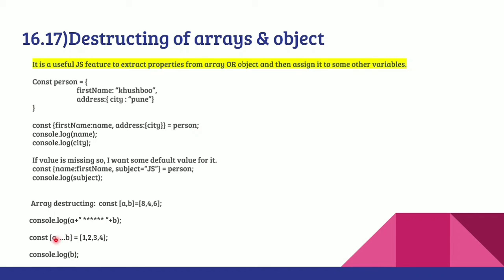In the same way, suppose I want to access the rest of the values with the help of B. So I can simply use A comma rest operator B. So with B, we will be able to access 2, 3 and 4. So with this, we conclude destructuring of arrays and objects.